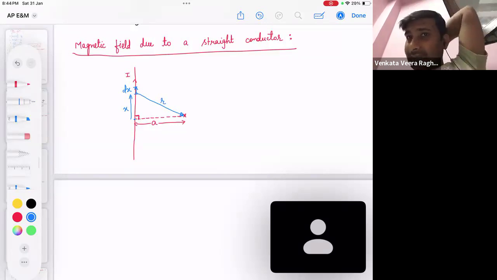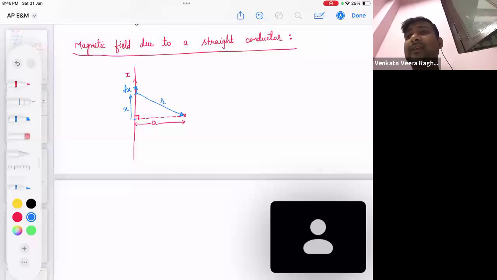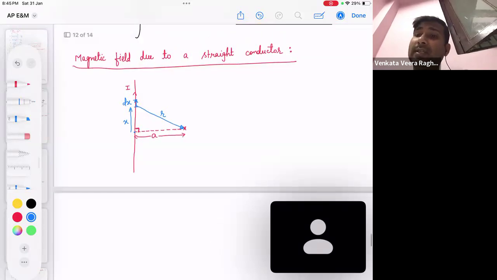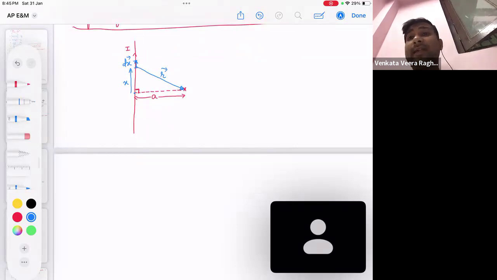Please check it. Earlier we have written the dl vector. That same thing I am writing now as the dx vector. Now the dl and dx vectors are the same thing. And the r vector is what? The r vector is the vector joining the current element and that point. Let me call this angle theta.